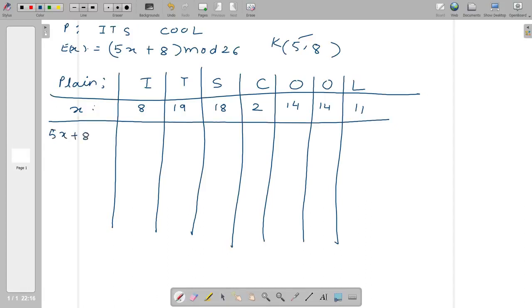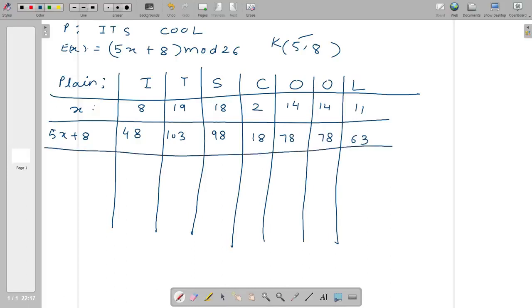So this is x and 5x plus 8, this is going to be 48, this is going to be 103, this is going to be 98, this is going to be 18, this is going to be 78, again this is going to be 78 and it is going to be 63. In the next line we need 5x plus 8 mod 26. So let's calculate 5x plus 8 mod 26.